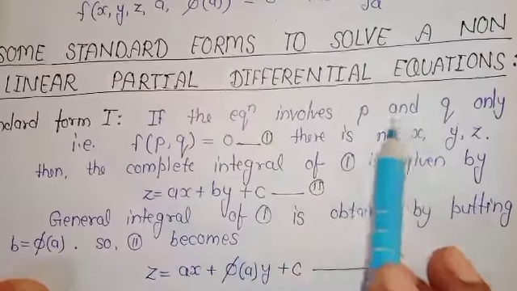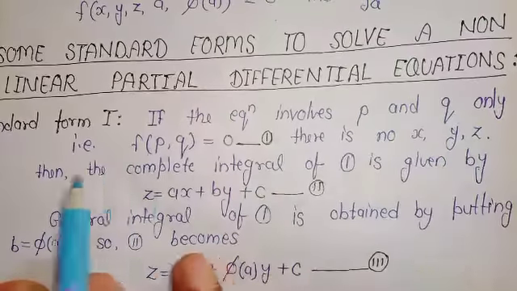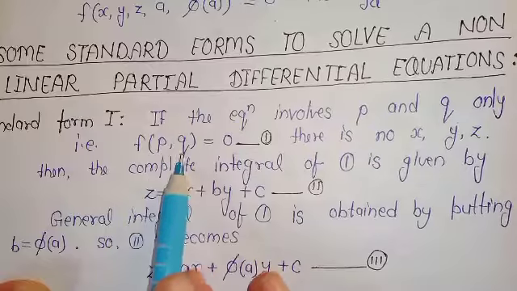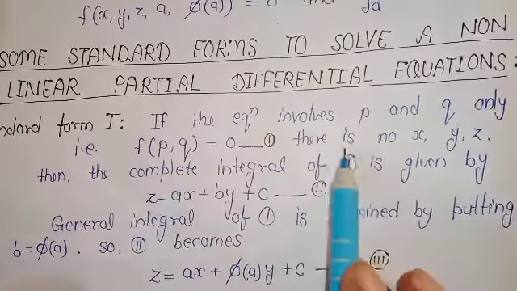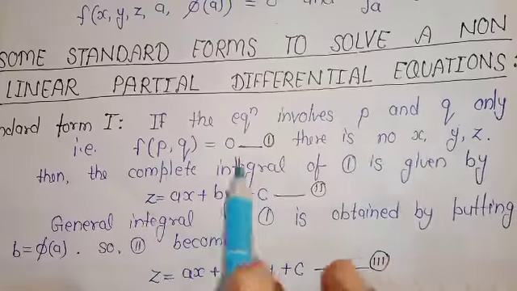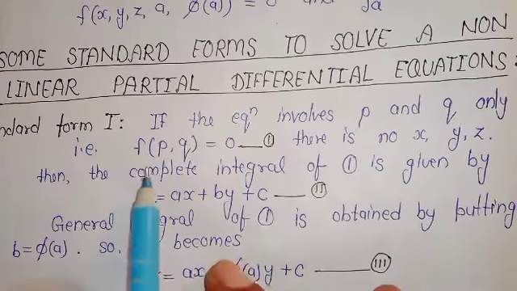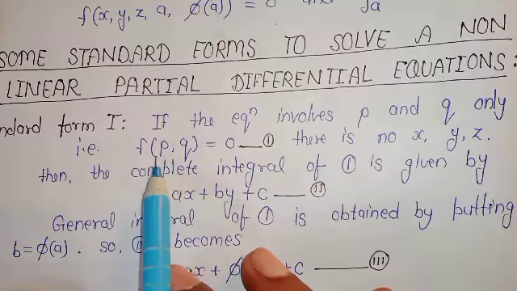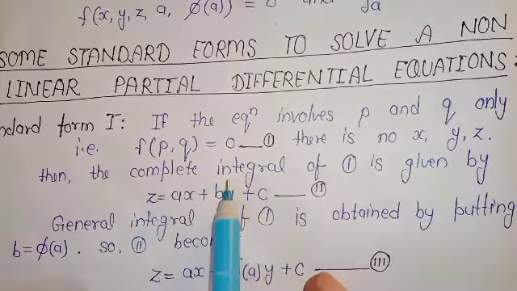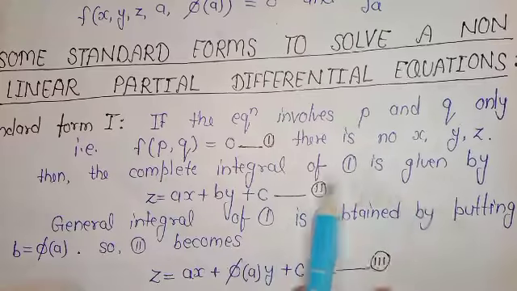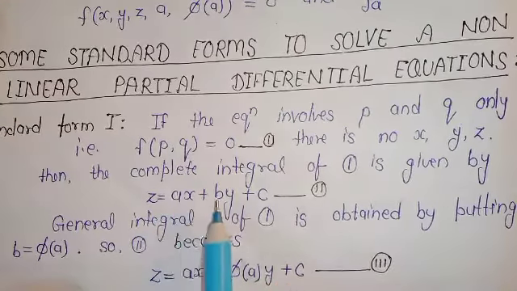If the equation involves p and q only, that is, f is a function of p and q. Suppose we are given an equation which is a function of p and q only, that is, there is no x, y, z, no dependent variable or independent variable there. This equation involves only the first order partial derivatives p and q. In that case, the complete integral can be directly written as z equals ax plus by plus c.